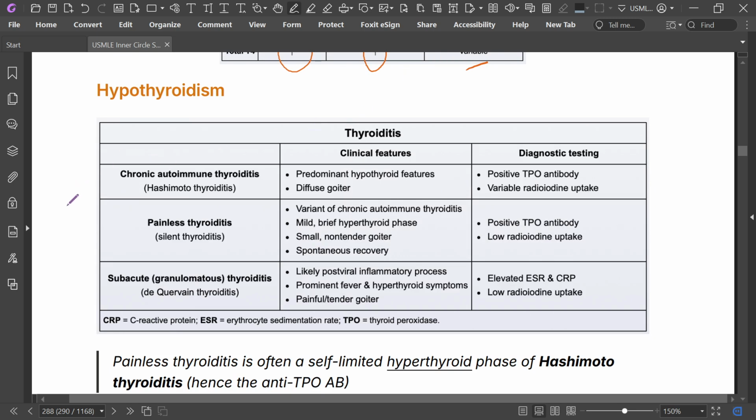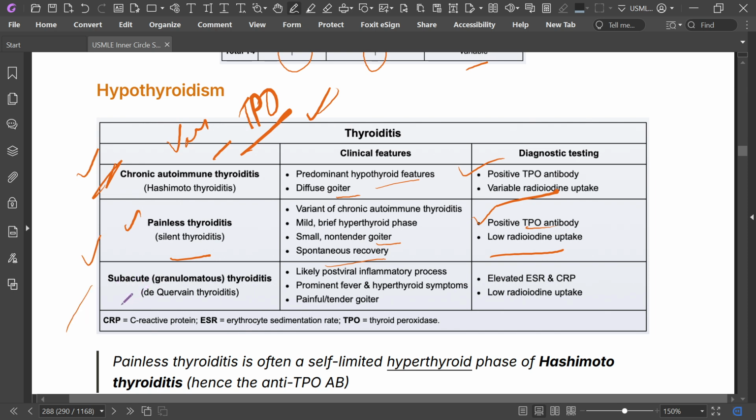Then, the types of thyroiditis. Chronic autoimmune thyroiditis, Hashimoto thyroiditis: predominant hypothyroid features, diffuse goiter, positive TPO antibody, and variable radioiodine uptake. Painless thyroiditis, a silent thyroiditis, may be a variant: a small non-tender goiter with spontaneous recovery. Here there may be positive TPO but low radioiodine uptake, not variable uptake like chronic autoimmune thyroiditis.